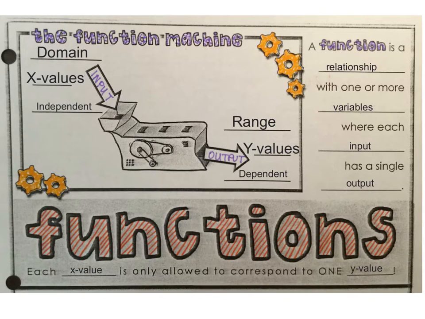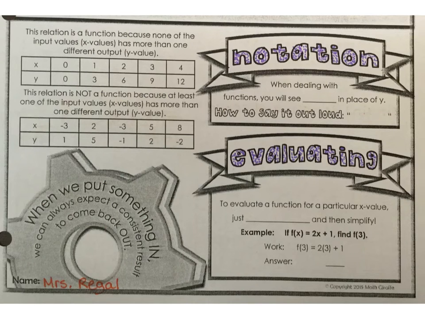Let's look at the example below. As we look at the two tables on the left side of your page, we're going to start with the first one, and this relation is a function because none of the input values, or x values, have more than one different output value, or y value. So the first one shows that 0 goes in, and out comes 0. 1 goes in, out comes 3. 2 goes in, out comes 6. 3 goes in, out comes 9. 4 goes into the machine, and out comes 12. None of the x values have repeated themselves.